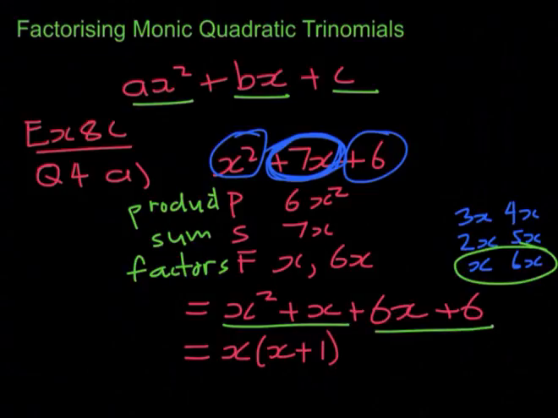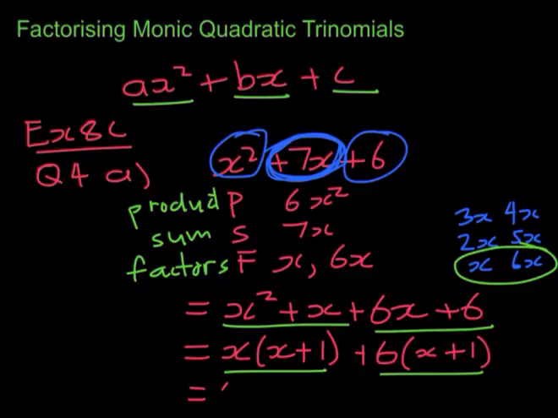Now if I look at the second 2 terms, I'm going to take out the common factor, which is 6. After I've taken out the common factor of 6, I'll end up having x plus 1 again. Now you'll be able to see that there's a common factor in both of these terms, and the common factor is x plus 1. Once I take out that common factor of x plus 1, what I'm left with is x plus 6. So now we've factorised the original expression x squared plus 7x plus 6, and its factorisation is x plus 1 and x plus 6.